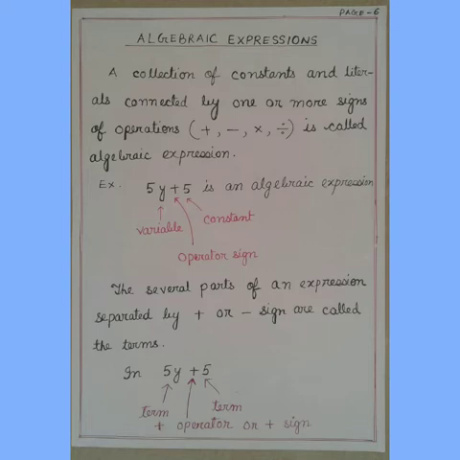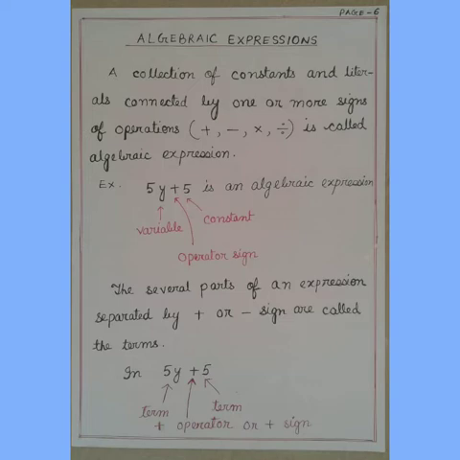Algebraic expressions. A collection of constants and literals connected by one or more signs of operations, that is plus, minus, multiplication and division, is called an algebraic expression. Example: 5y plus 5 is an algebraic expression where y is an unknown literal, so it is called a variable. Plus sign is the operator sign and 5 is a constant.